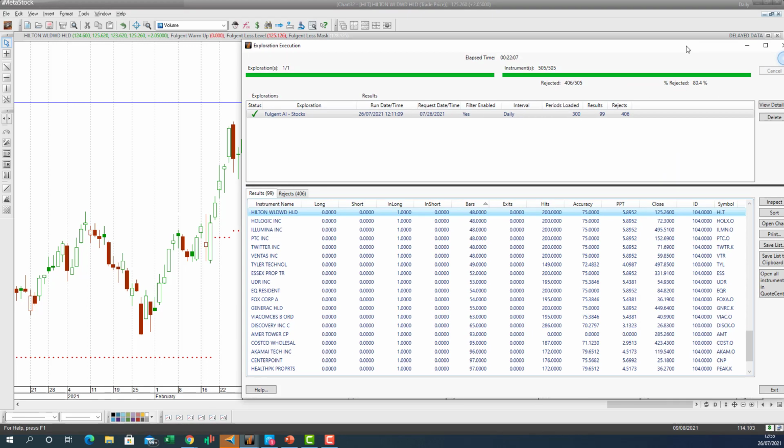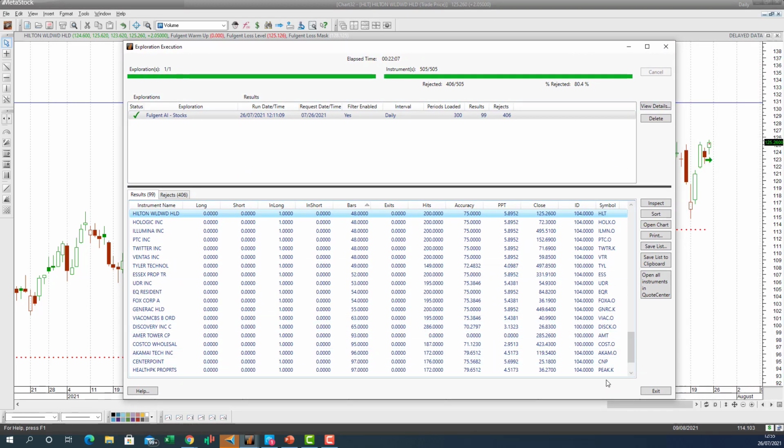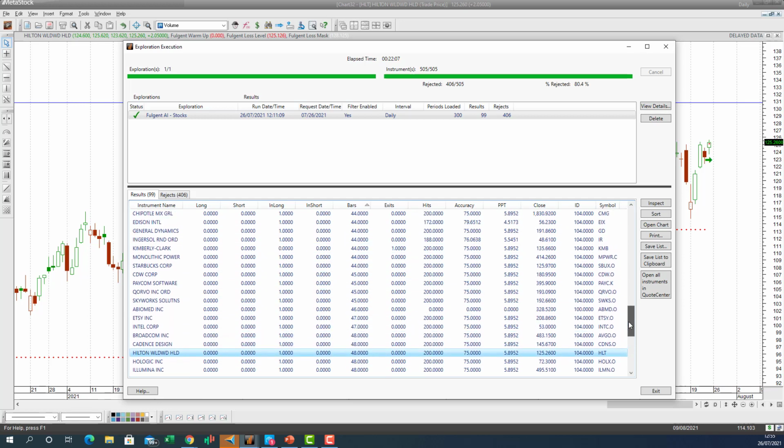Okay, so these are all the names out of the S&P 500 that have been in trades, long trades here. We can see American Tower, Discovery, Viacom, Fox. These are all the long-term trades.